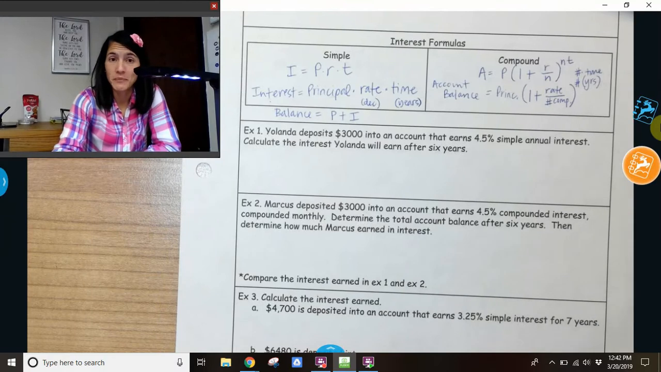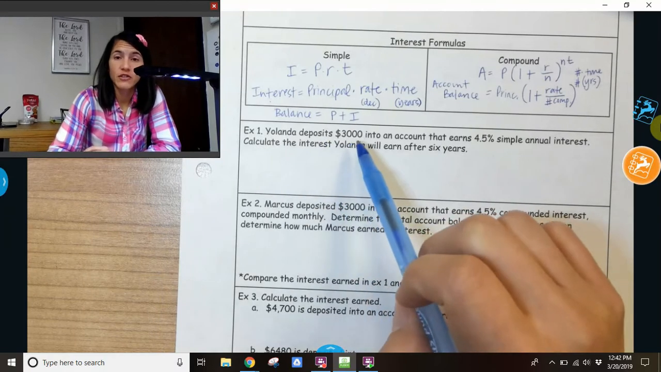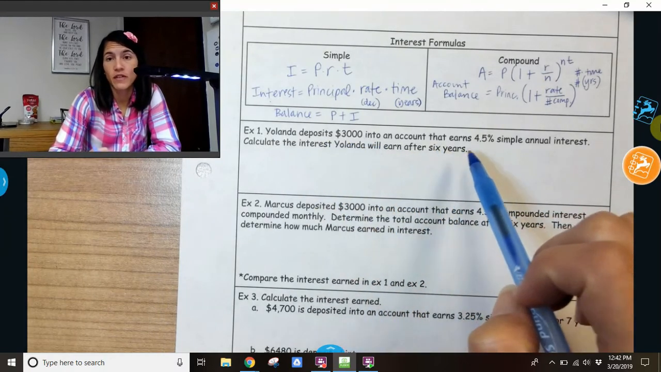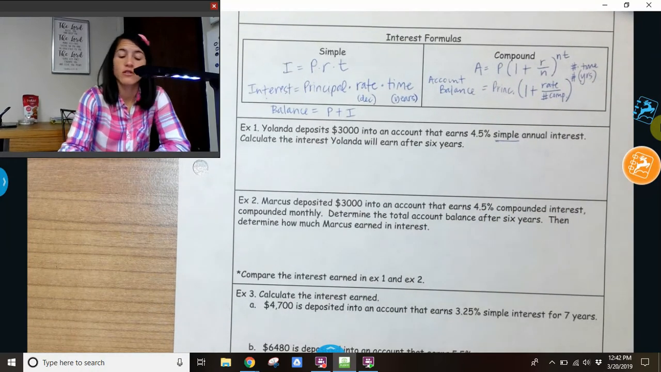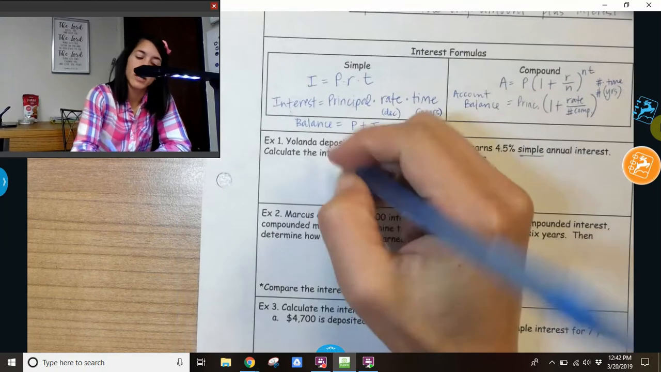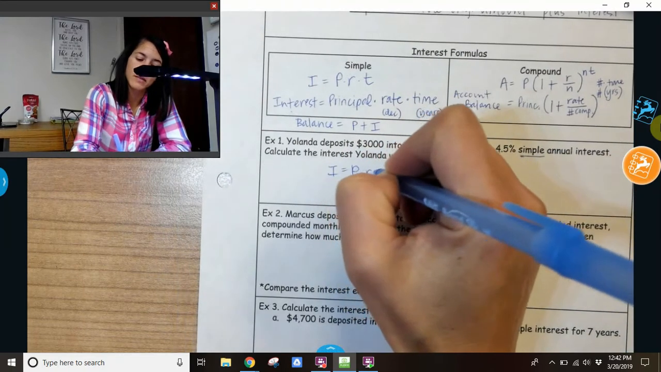Okay, example 1. Yolanda deposits $3,000 into an account that earns 4.5% simple interest. And see, it says the word simple. Underline that. Calculate the interest Yolanda will earn after 6 years. Because we're talking about simple, I'm going to start with my formula. I equals P times R times T.